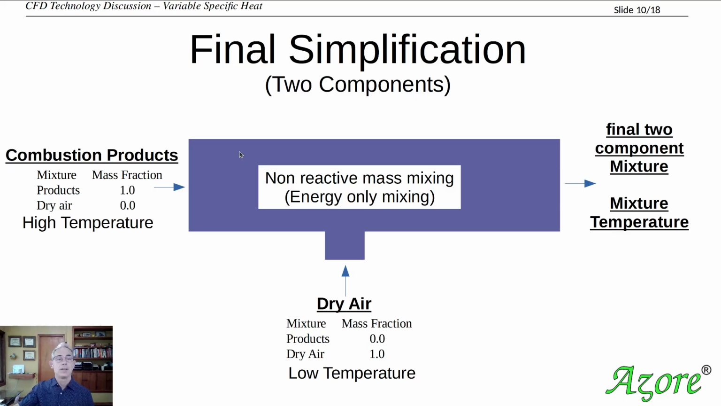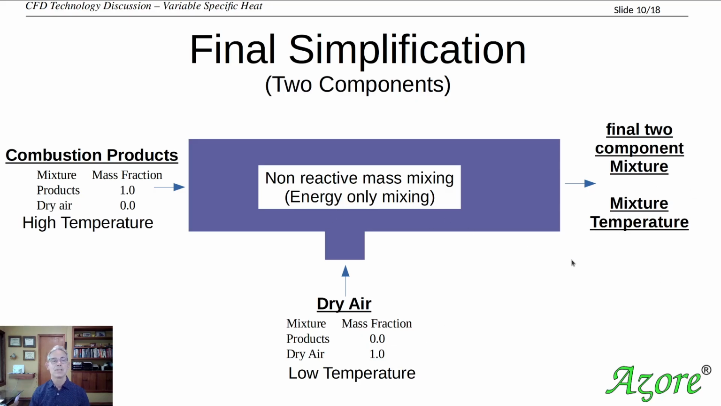That would be the transport field of either the combustion products or the dry air. Say, for instance, here you would have something coming in at a high temperature, and the products' mass fraction would be 1. And down here, you have the dry air coming in. The products would have a mass fraction of 0, but the dry air would have a mass fraction of 1. So then we can solve for the mixture temperature.